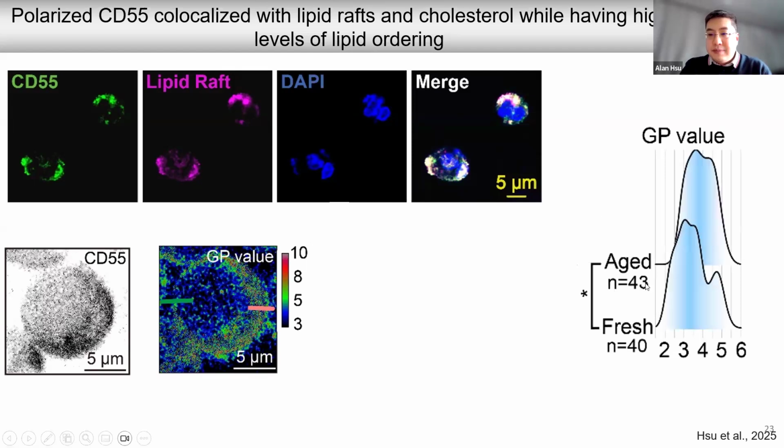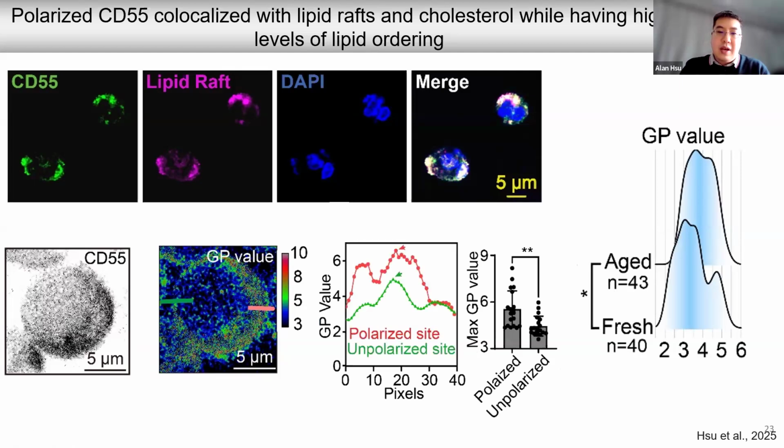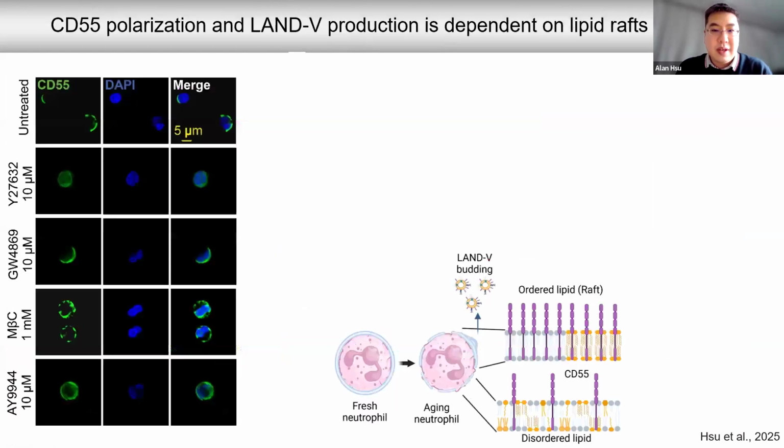And thus we know that when a neutrophil is aging, it's more polarized, and thus the GP value, which is a function of lipid ordering, also increases. And finally, looking at the polarized site, you can see that it has a significantly higher GP value than that unpolarized site.